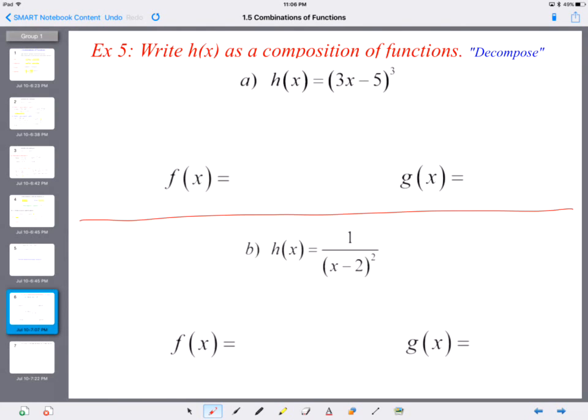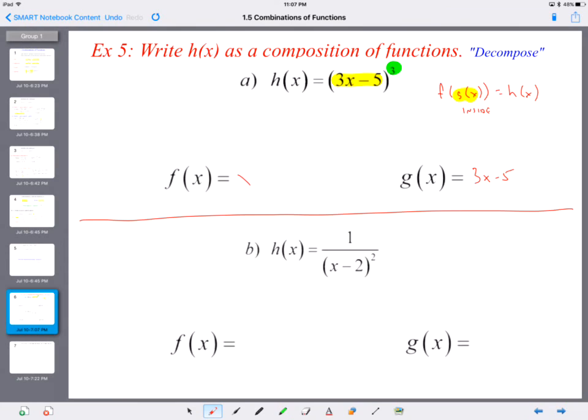What would work to say f of g of x will give you the function h of x? How are you going to do that? When you look at this, think about your inside and your outside. This g of x function represents the inside. The f represents the outside. So what's happening on the inside of this function? Well, 3x minus 5 is the inside. So that represents your g of x, 3x minus 5. What's the outside? Well, the outside is what's happening to that 3x minus 5, and it's being cubed. Okay, so that's the outside.